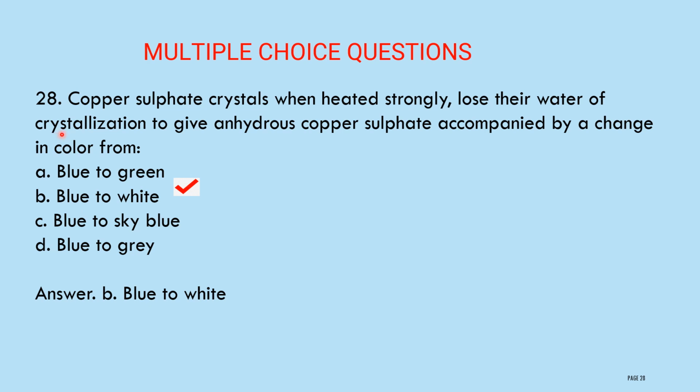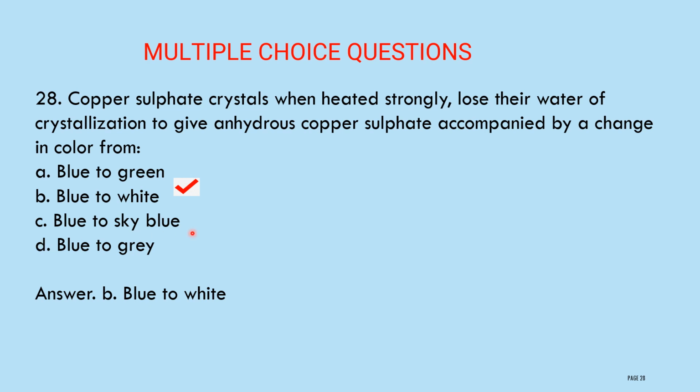Question number 28. Copper sulfate crystals, when heated strongly, lose their water of crystallization to give anhydrous copper sulfate, accompanied by a change in color from: option A, blue to green. Option B, blue to white. Option C, blue to sky blue. Option D, blue to grey.